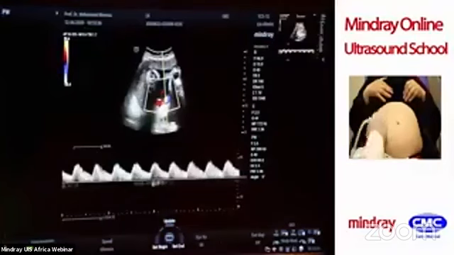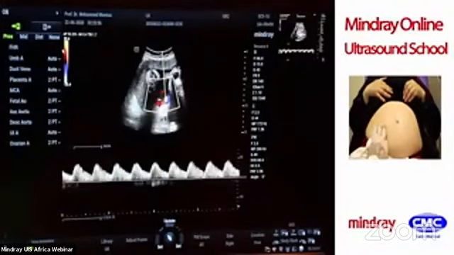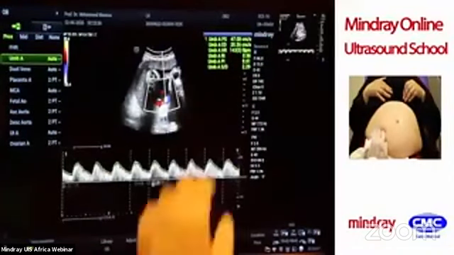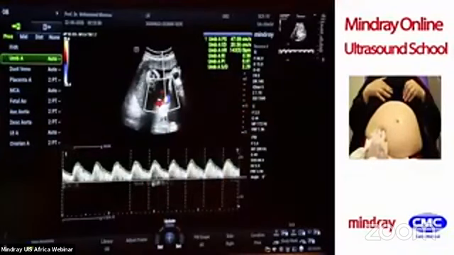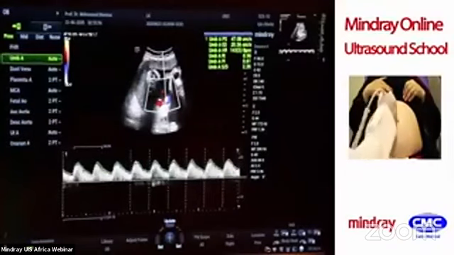After we get a good wave, then we do measurement, and also you can do umbilical measurement, as you can see here, all the trace of all waves that you have done, and from it, the RI is 0.56, the PI is 0.81, and the S/D is 2.2. All these measurements are normal for 30 weeks.